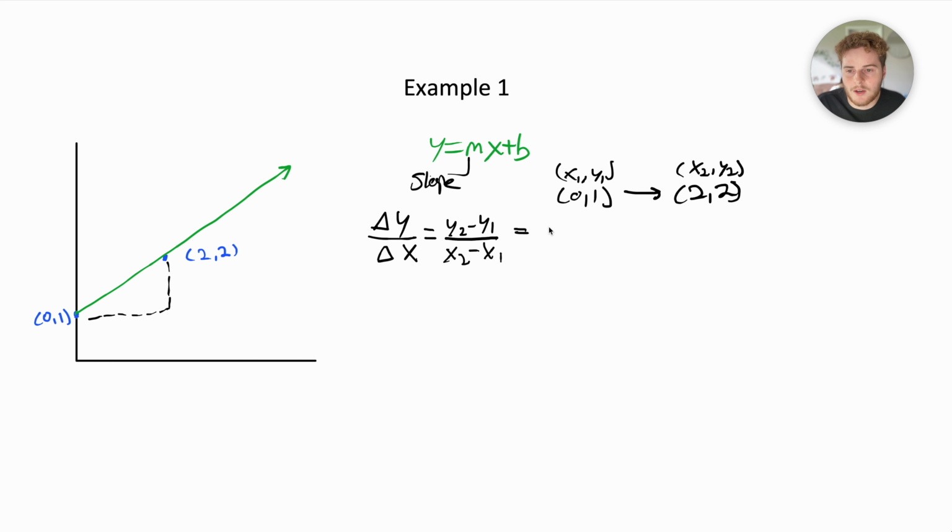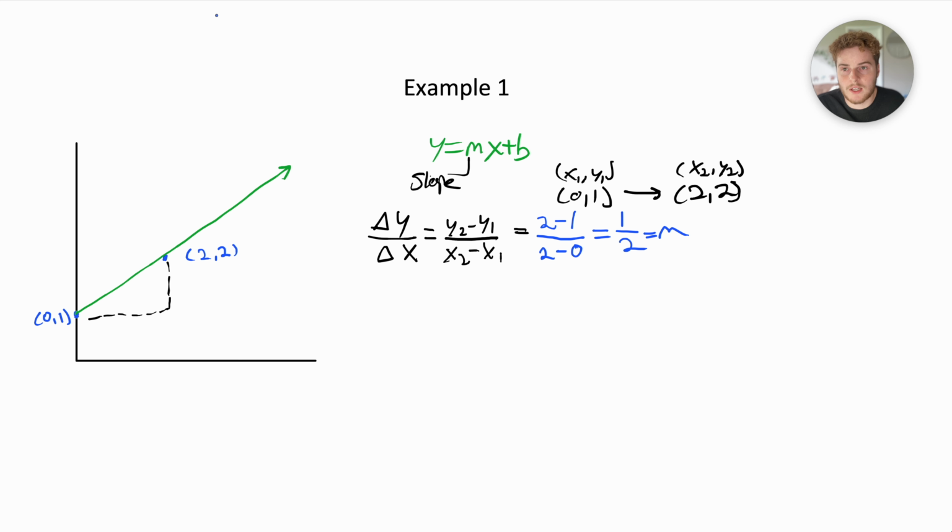Now we know that y2, looking at this, is 2, and y1, looking at this, is 1. Now we're going to divide that by x2 minus x1. x2 is 2, x1 is 0. So let's simplify that. 2 minus 1 is 1, 2 minus 0 is 2, and now we come up with 1/2. That's going to be set equal to our m variable in the linear equation.